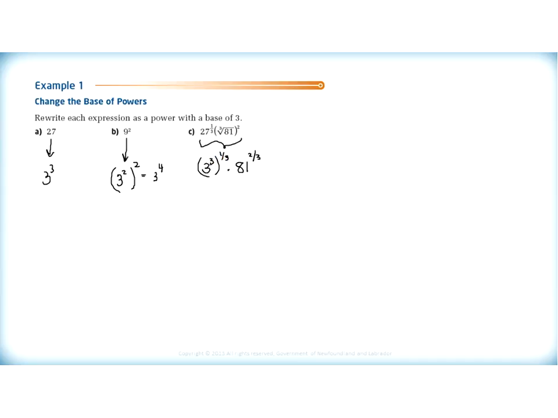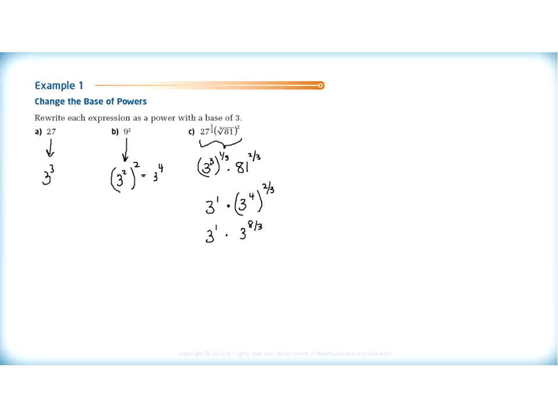So I simply get here 3 to the power of 1 times, I'm going to rewrite my 81 with a base of 3. That is 3 to the power of 4. Don't forget it's already raised to the power of 2/3. So I get 3 to the power of 1 times 3 to the power of 4 to the 2/3, a power to a power we multiply. That's going to give me 8/3. Okay, we have one step left.